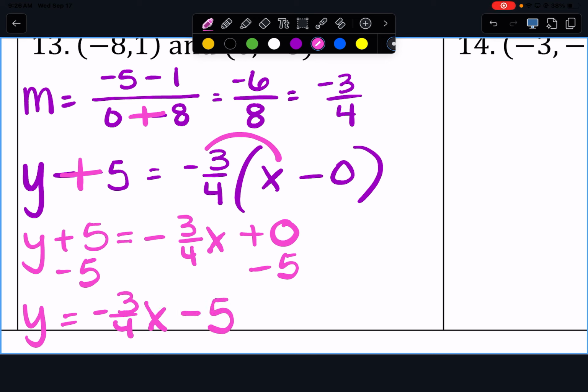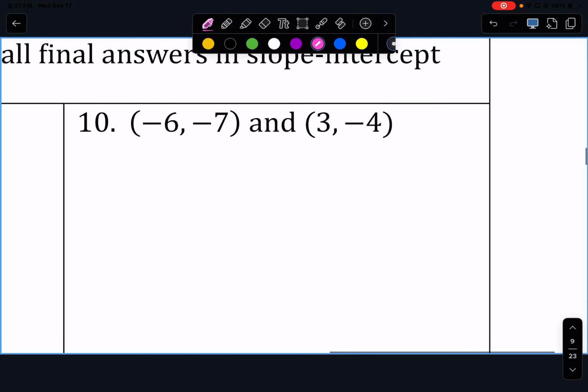So it's really just combining what we did on Monday with finding slope with what we did today. Okay, so I want you to go ahead and do those 3 even problems for me. So go ahead and do all 3 of the evens.